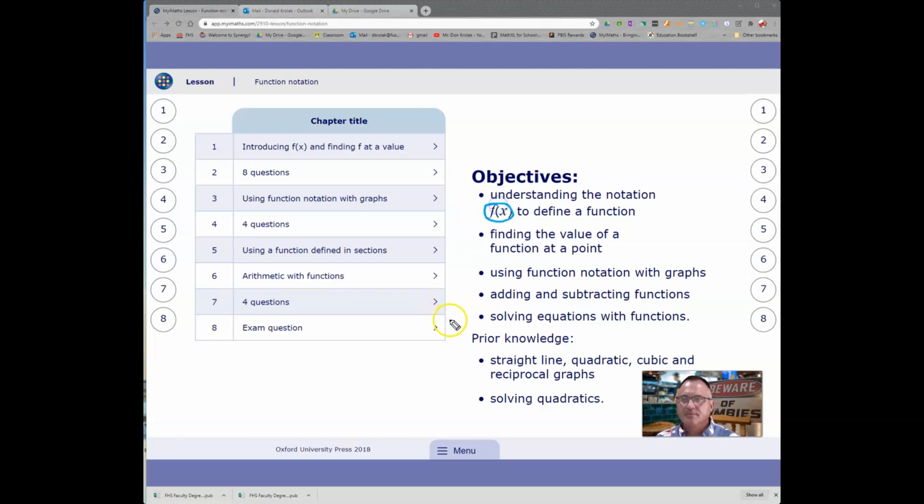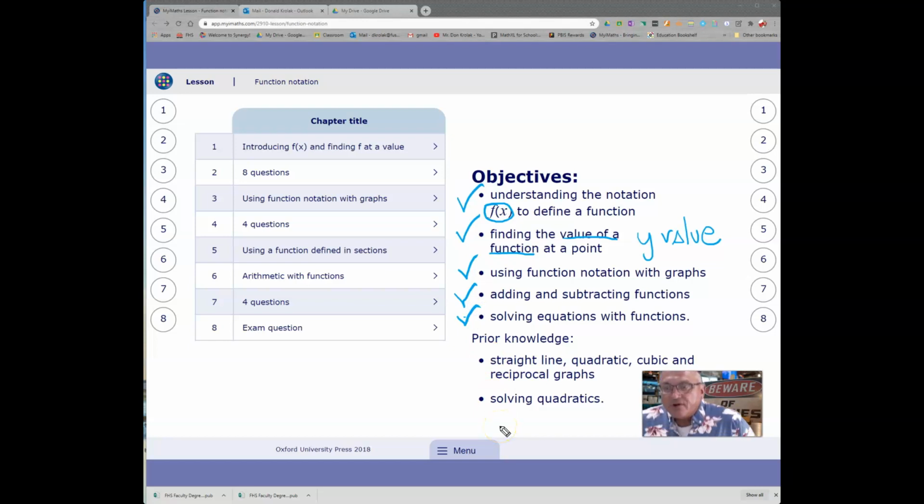And we talked a little bit about that yesterday. How to find the value of a function at a point. Okay, when you're finding the value of a function, that's the same thing as finding the y value. Means the same thing. Okay, using function notation in graphs, how to add and subtract functions, which is just like adding and subtracting equations. How to solve an equation that has a function in it.